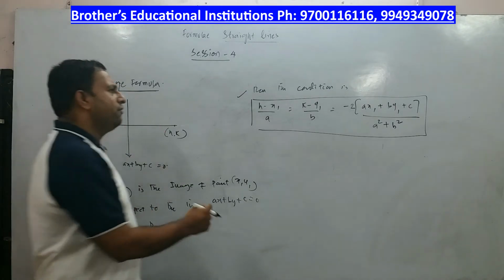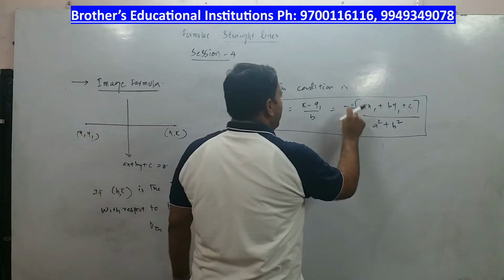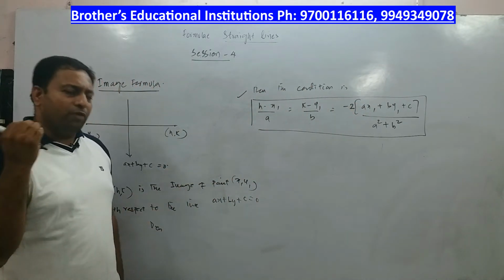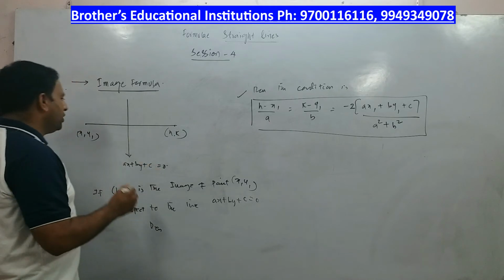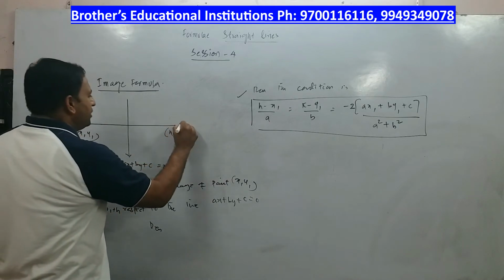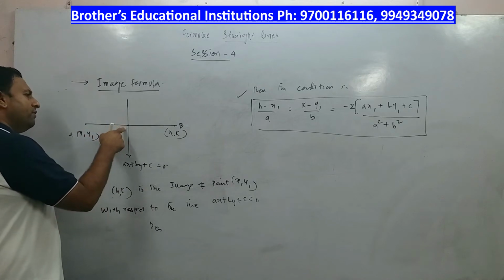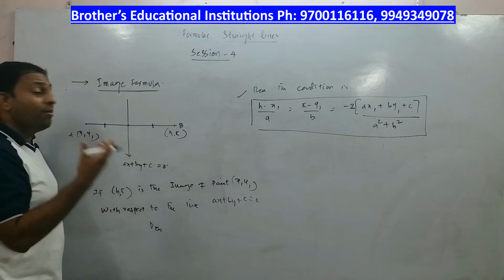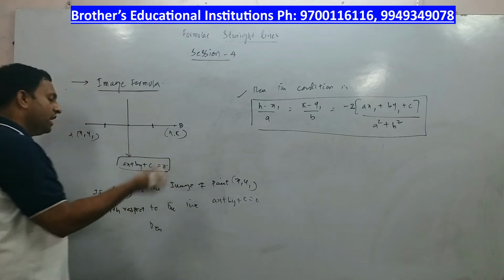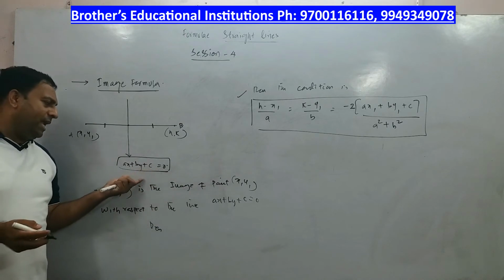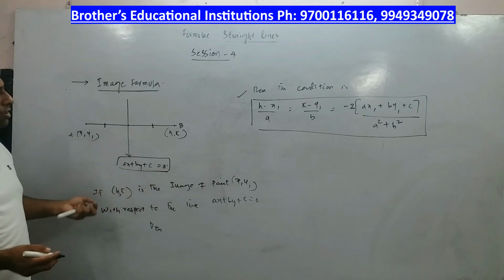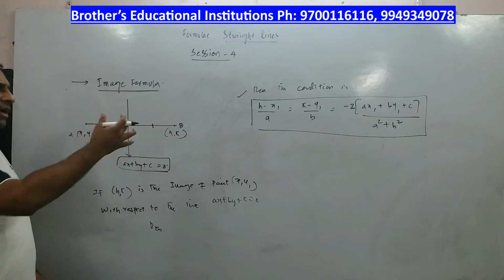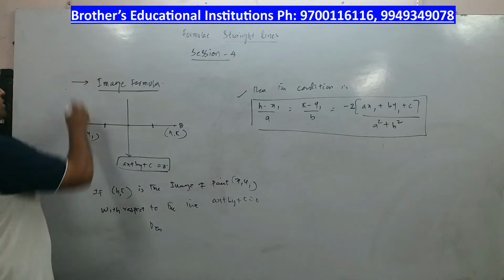There is a minute difference between image formula and foot of the perpendicular formula. In image formula, this minus 2 will be added, whereas in foot of the perpendicular formula you do not have that minus 2. Please make sure that there is a point A, its image is B, and this point will be the midpoint of AB, because this distance will be equal to this distance, and this line acts as a mirror. That's why we say with respect to the line ax plus by plus c is equal to 0. I'm sure you understood this formula and you are ready to apply it in the concepts. Meanwhile, you pause the video and copy the formula. We'll go for the next concept.